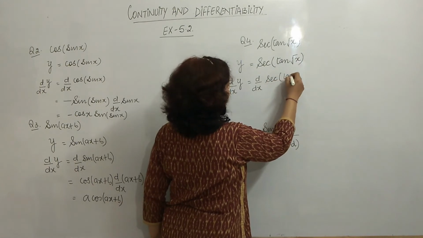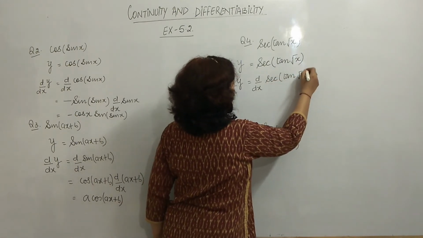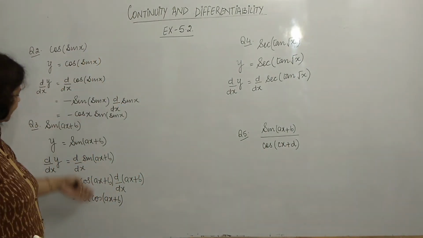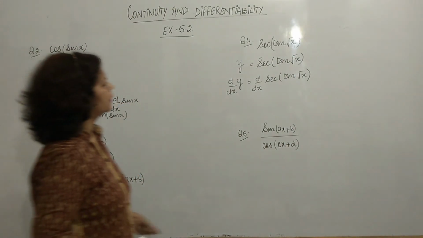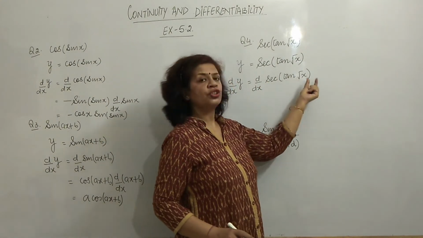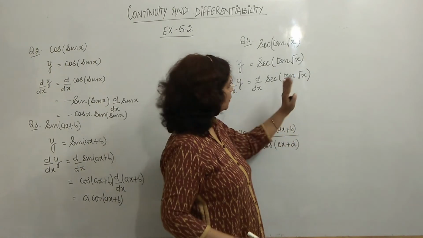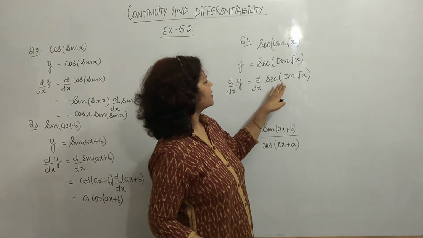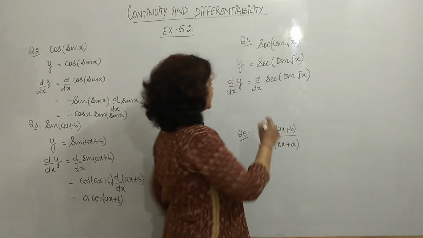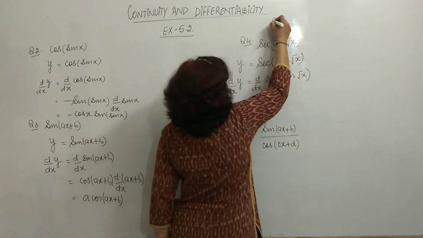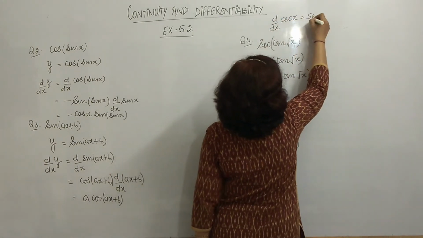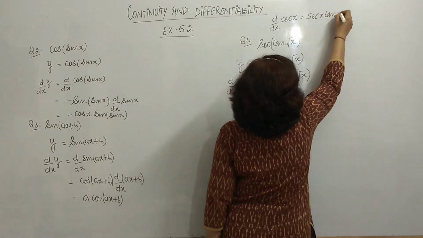This question has one extra step, as we did in the last 3 questions. Look, sec is a function of tan root x. Tan is a function of root x. Don't think about sec, sec is a function of something. The derivative of sec x is sec x tan x.